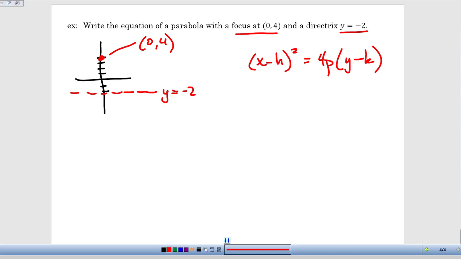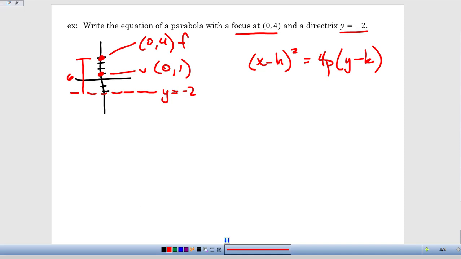And we also know that the vertex of the parabola is always halfway in between the focus and the directrix. So this distance right here is 6 units. So that means the distance from the focus to the vertex, or from the directrix to the vertex, is going to be 3 units. So that means our vertex is right here. So that's our focus up there, and we can see the coordinates of the vertex are (0, 1).